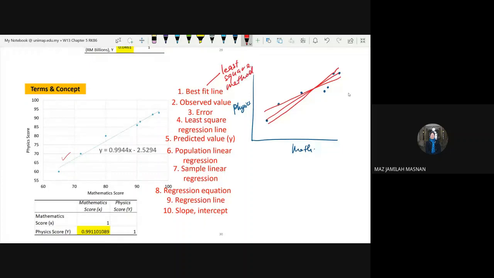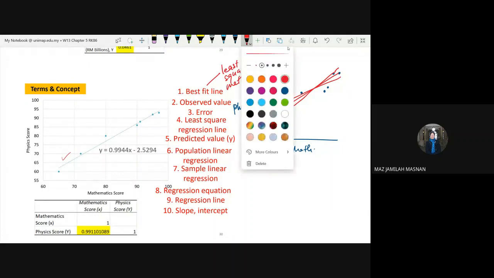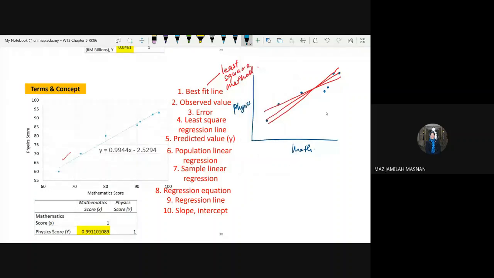Okay, the way we find our line is based on the least square method, and based on the calculation of the least square method. That would be the most commonly used way to find the line. Best fit line means the best line that fits your scatter plot.